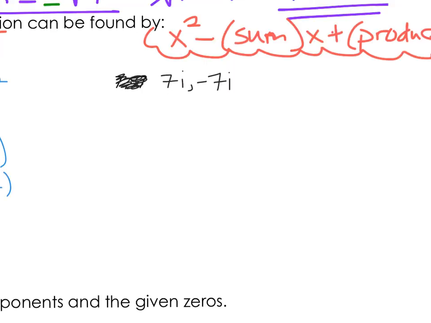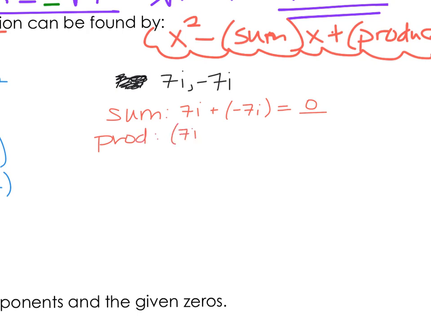For our last example in this section, I'd like you to change it up. Both of our solution sets for the first two problems were real solutions. What happens when you have imaginary solutions? So instead of 7 and negative 7, please just change that to 7i and negative 7i. Two solutions, let's create the quadratic expression. Applying the sum and product rule, the sum of these two complex numbers, watch what happens here. If we take 7i plus negative 7i, they're opposite signs, and that makes them cancel out. Our sum is 0.